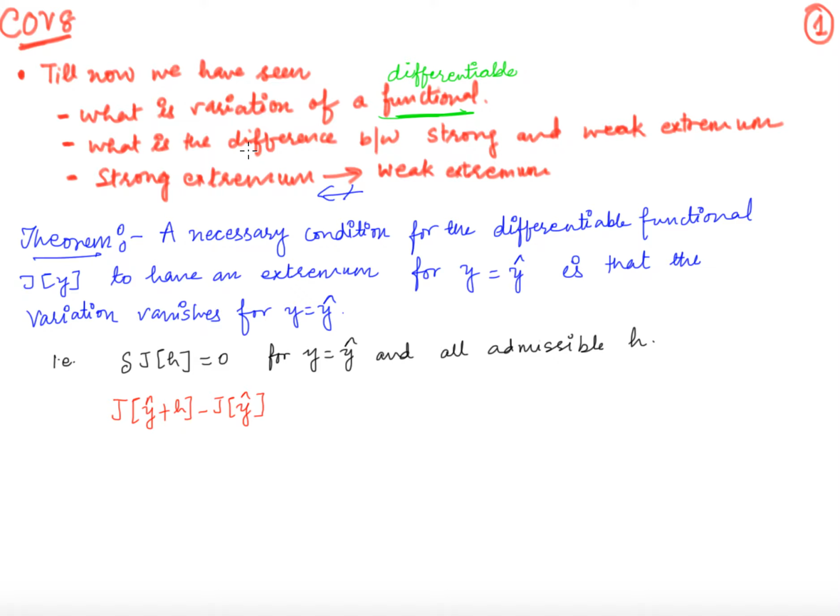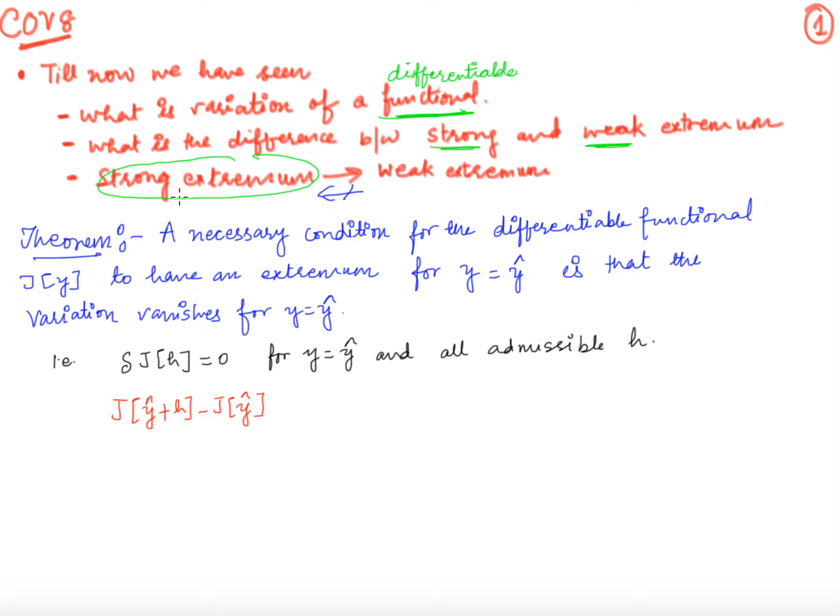And then we have seen that there is something called strong minima and maxima and weak minima and maxima, and we have seen that every strong extremum is a weak extremum, but the converse is not true. We have seen an example of an extremum which is a weak extremum but not a strong extremum.